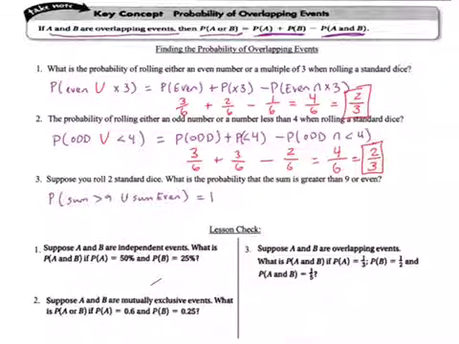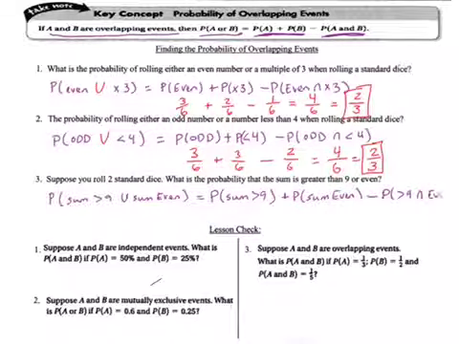Well, that means you're looking for the probability that your sum is greater than 9, plus the probability that your sum is even, minus the probability that you have sum greater than 9 and even.